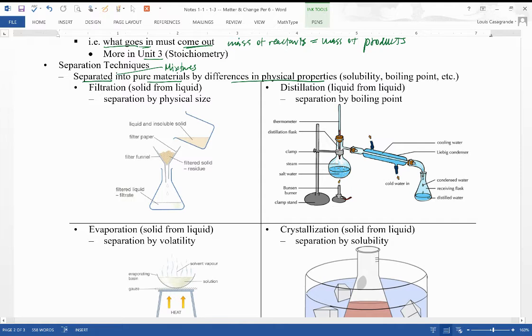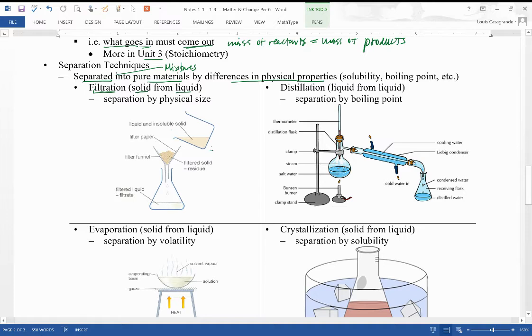So these are going to be mixtures. Remember, we talked about in a mixture that mixtures retain the chemical and physical properties of their constituents. So we want to separate them according to something that's going to make sense to us. In this first separation, filtration, we can get a solid from a liquid.